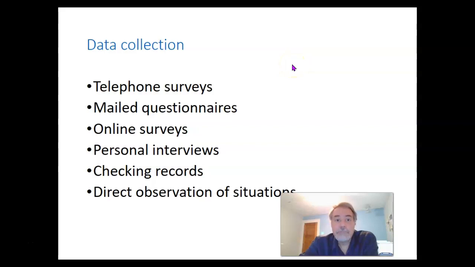Data can be collected in various ways. Telephone surveys, mailed questionnaires, online surveys. So you can ask people to answer questions or give you information by asking them to go online and fill in a survey or mail in a questionnaire. You can call them on the phone and ask them some questions. You can interview them in person. You can sometimes check records if there are records available to check. Sometimes you can directly observe situations.